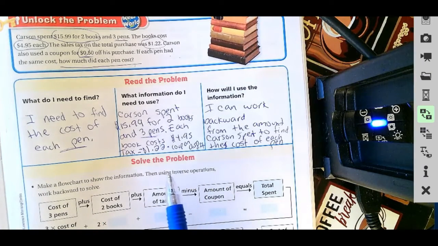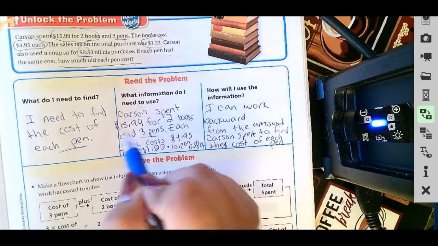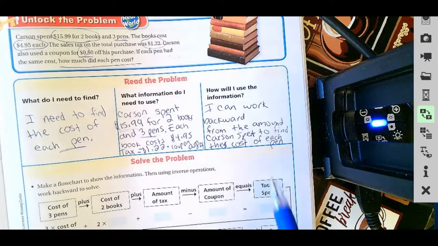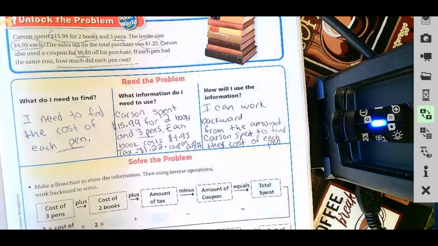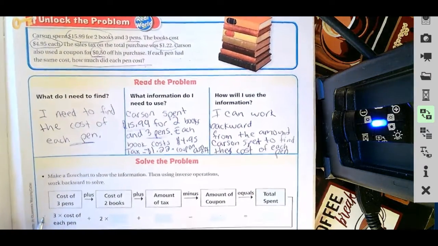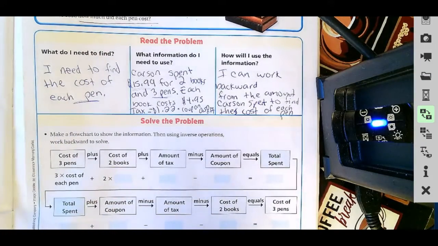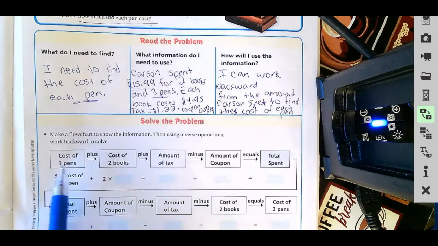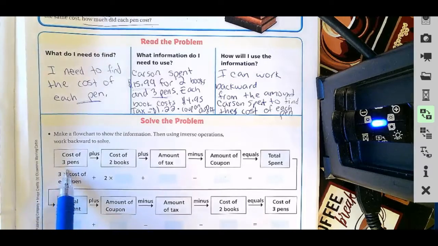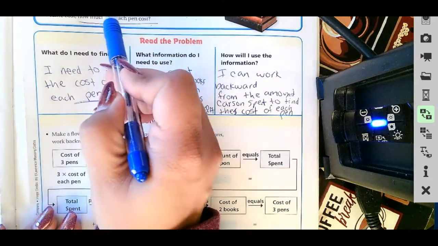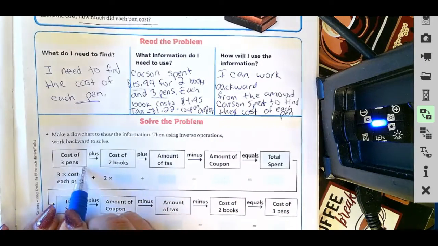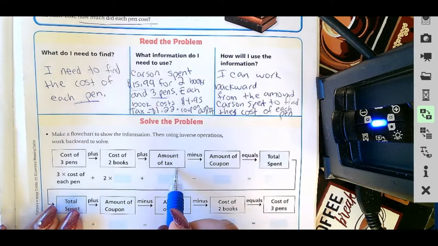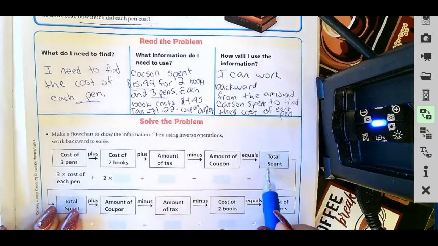So we know how much he spent in total, right? We know that it was $15.99. So we're going to now solve the problem. And a good way that we can solve this problem is by making a flow chart. The flow chart helps us see or show all the information. And we can use inverse operations to work backwards and solve it. So we know that the cost of 3 pens, because $15.99 is for 2 books and 3 pens. So cost of 3 pens plus the cost of 2 books plus the tax and minus the coupon is going to give me the total amount he spent.